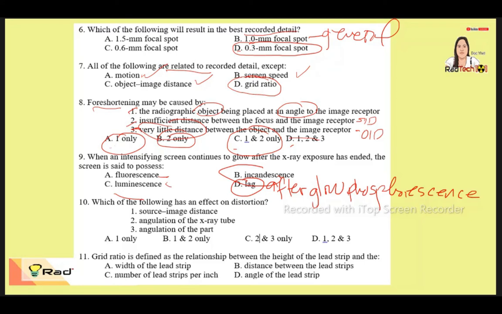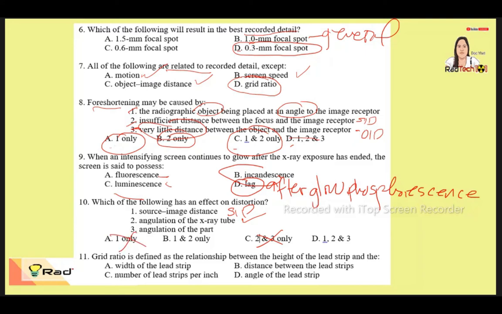For number 10, which of the following has an effect on distortion? So, source to image distance, of course, is the SID. So, lahat ng 1 tama. So, this is wrong. Angulation of the X-ray tube. So, syempre, kapag mali yung pagkaka-angulate ng X-ray tube natin or walang alignment between the tube, the part of the patient being examined, and the IR, so it will result to distortion. So, this is also correct. So, lahat ng may 2, tama. So, mali ito.